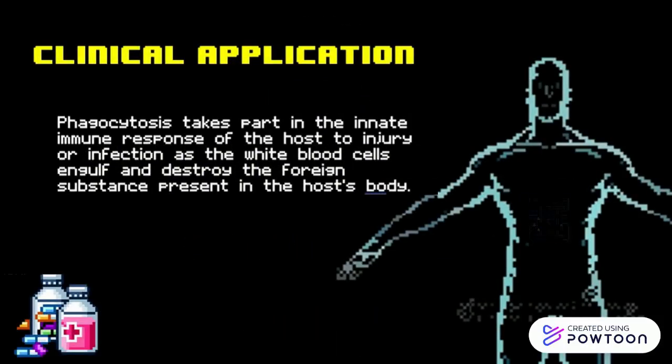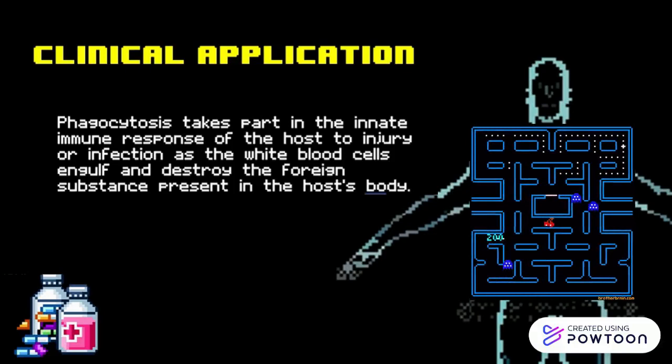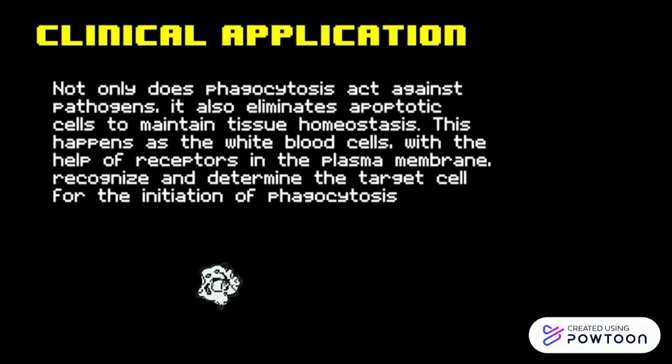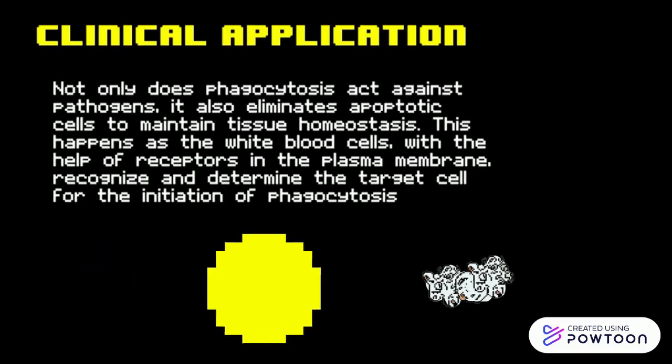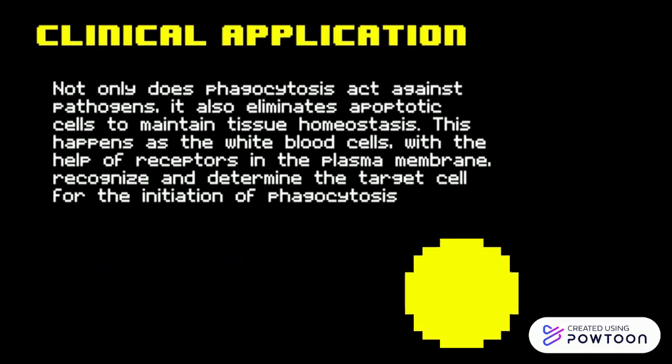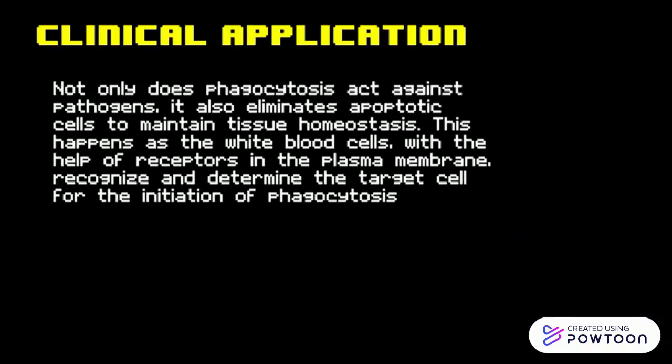Phagocytosis takes part in the innate immune response of the host to injury or infection, as the white blood cells engulf and destroy the foreign substances present in the host body. Not only does phagocytosis act against pathogens, it also eliminates apoptotic cells to maintain tissue homeostasis. This happens as the white blood cells, with the help of receptors in the plasma membrane, recognize and determine the target cells for the initiation of phagocytosis.